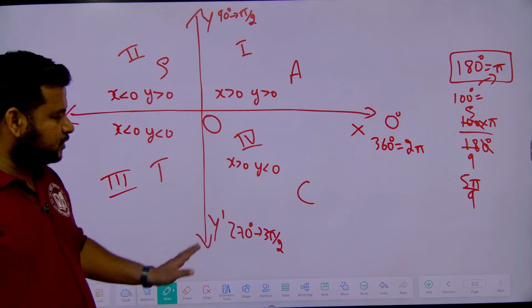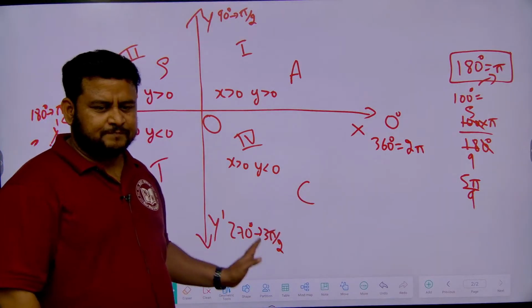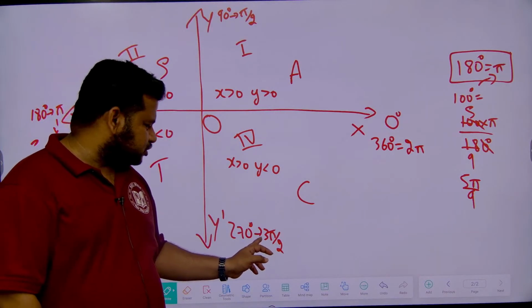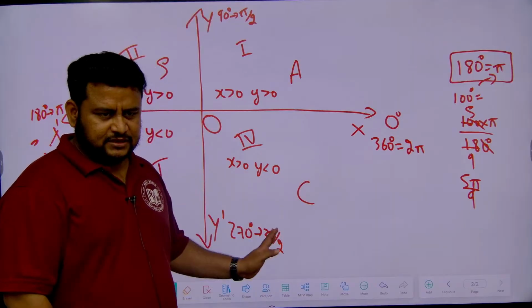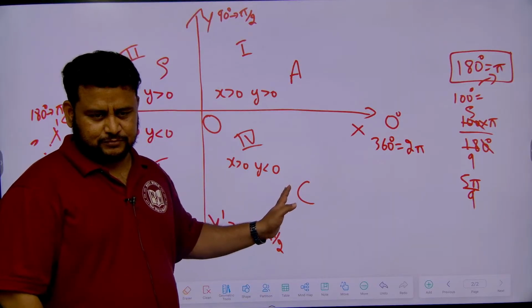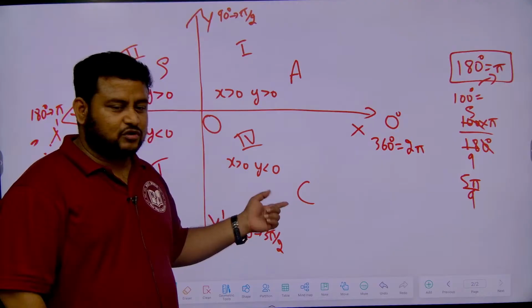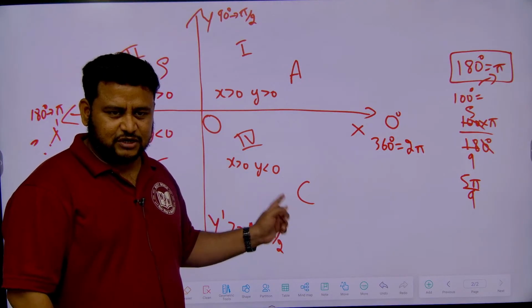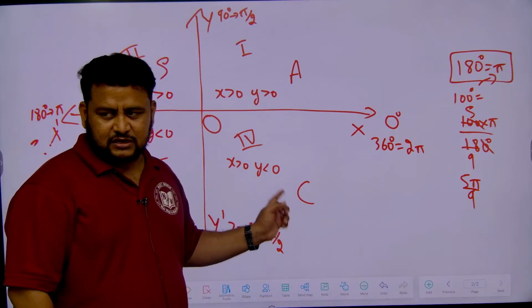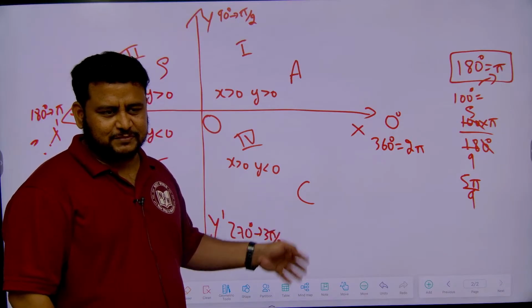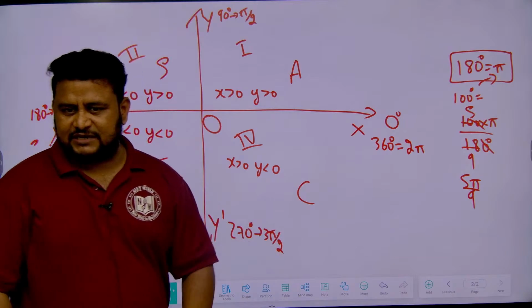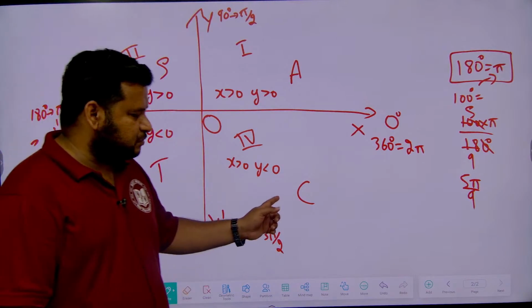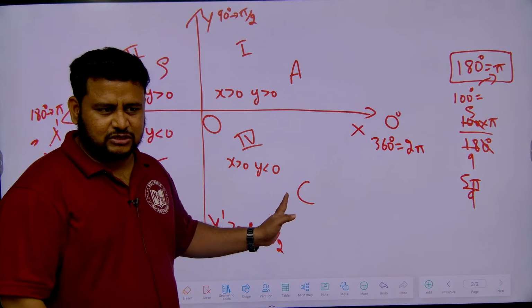Next, the fourth quadrant: it is from 270 to 360 degrees, that is 3 pi by 2 to 2 pi. What is positive in the fourth quadrant? Cos is positive. You see here, C stands not for cosecant, it stands for cos. If cos is positive, obviously its reciprocal secant would also be positive. So here cos is positive and its reciprocal secant is also positive.